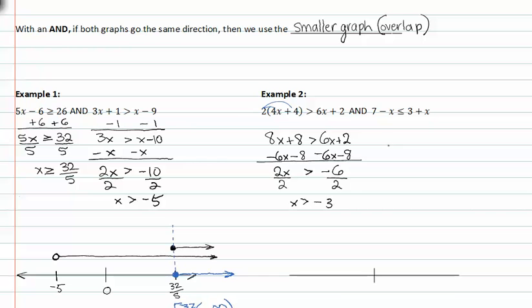And we also have 7 minus x is less than or equal to 3 plus x. So I'm going to subtract x from both sides to clear the x on the right side. And I will also subtract 7. So I'm going to get negative 2x is less than or equal to negative 4. Now if I divide by a negative number on both sides, I'm going to have to flip my inequality over. So this will give me x is greater than or equal to 2.